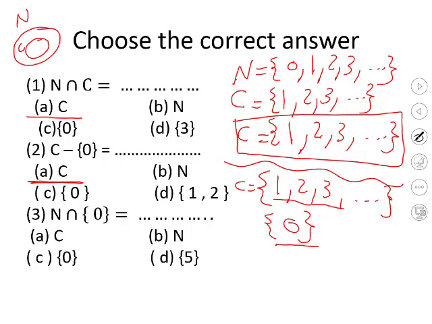The last one, N intersection 0. N is the natural numbers. It's 0, 1, 2, 3, and so on. Intersection 0. So what's the common between natural numbers and 0? The common is 0 itself.